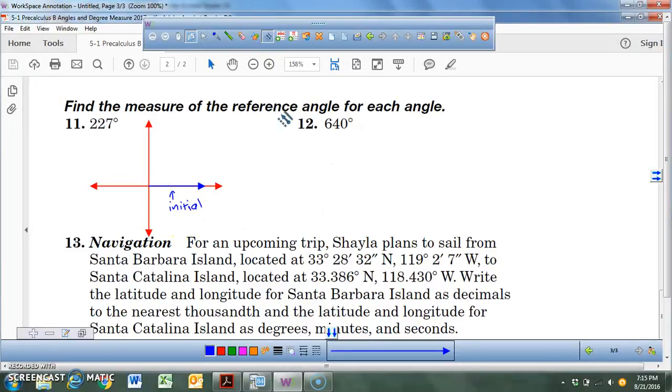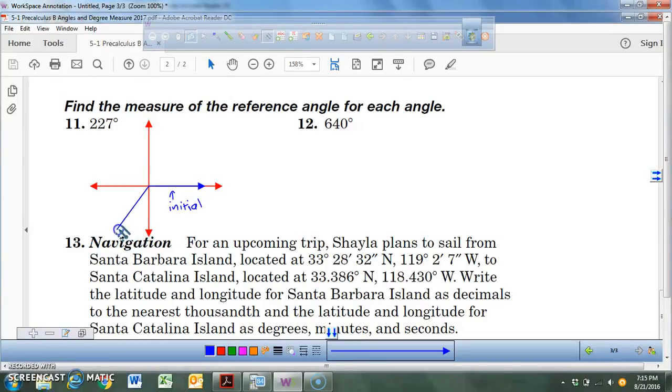So let's think about where we are. We're at 227 degrees. Start right here. We're going to start rotating clockwise. We're going to go to 90. Another 90 gets us to 180. If we go over here, that's 270. We've gone too far. So we need to back up here.